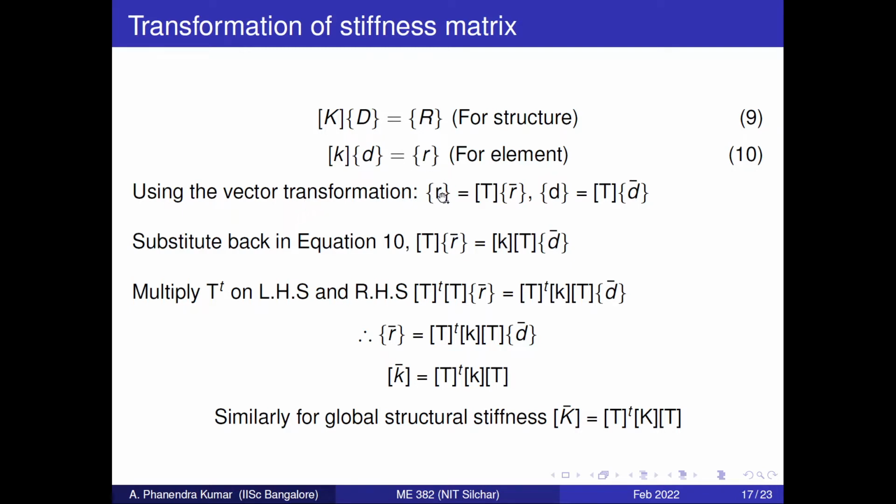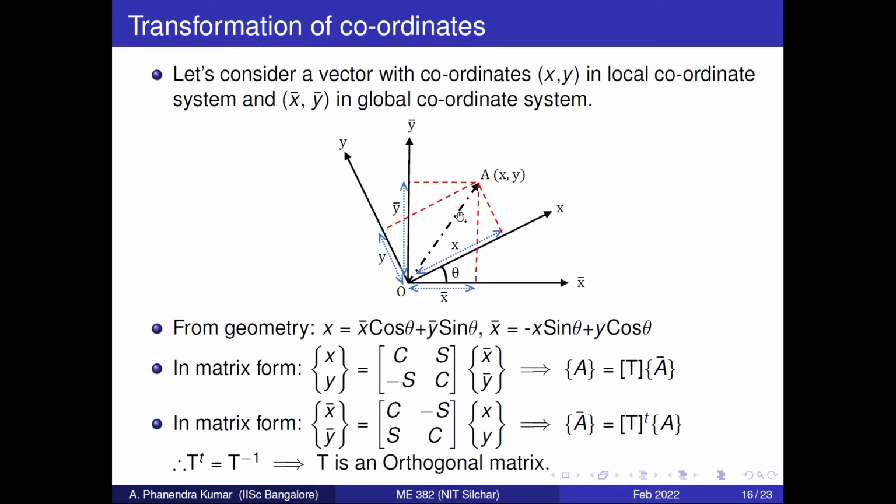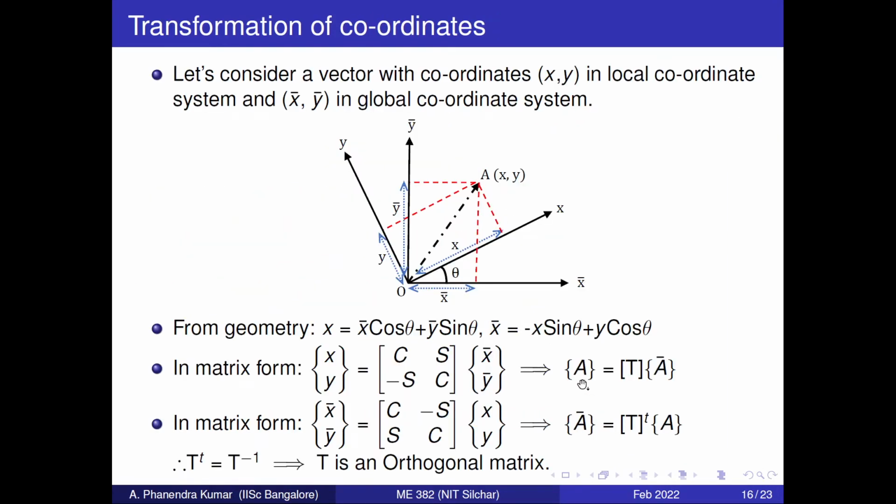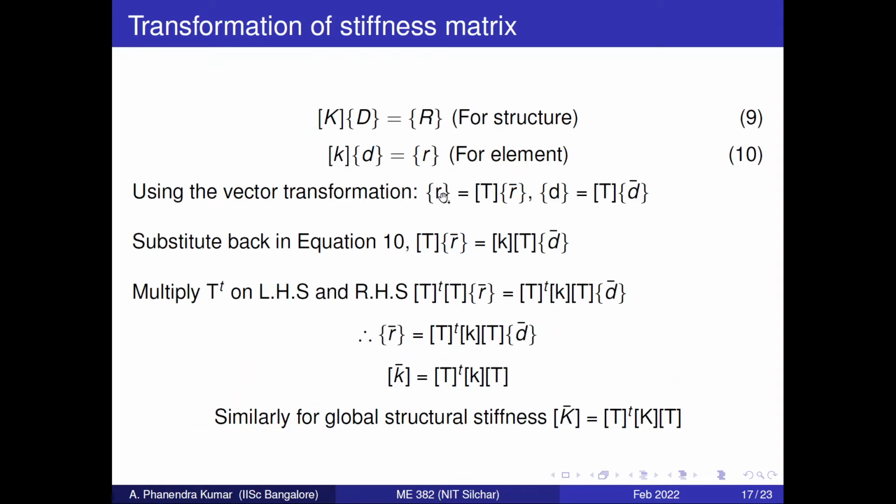So if we have a local coordinate system which contains u1 v1 u2 v2, that is represented as r, and the bar represents the global. If we have u1 bar, v1 bar, u2 bar, v2 bar in a global coordinate system and a local coordinate system, then those two degrees of freedom can be related using T, similar to here, a equals T a bar. Similarly, r is T r bar for the force vector. Even for the degrees of freedom vector it is the same: d is T times d bar.